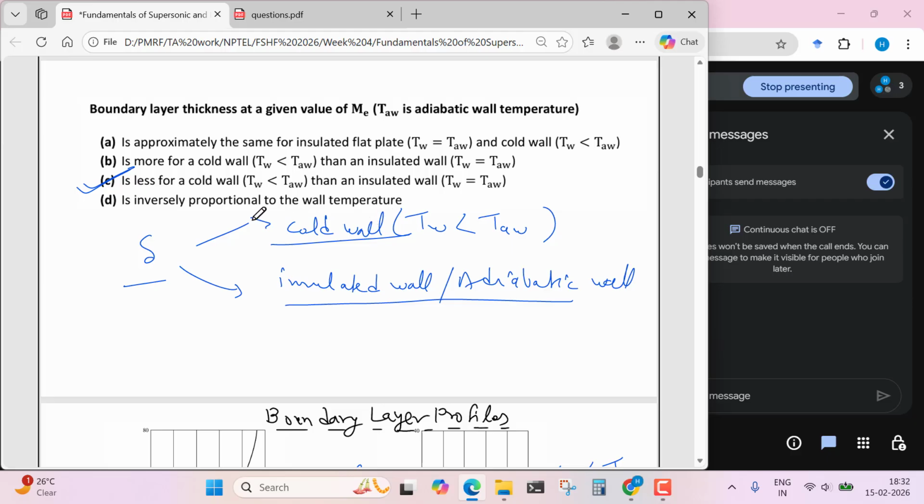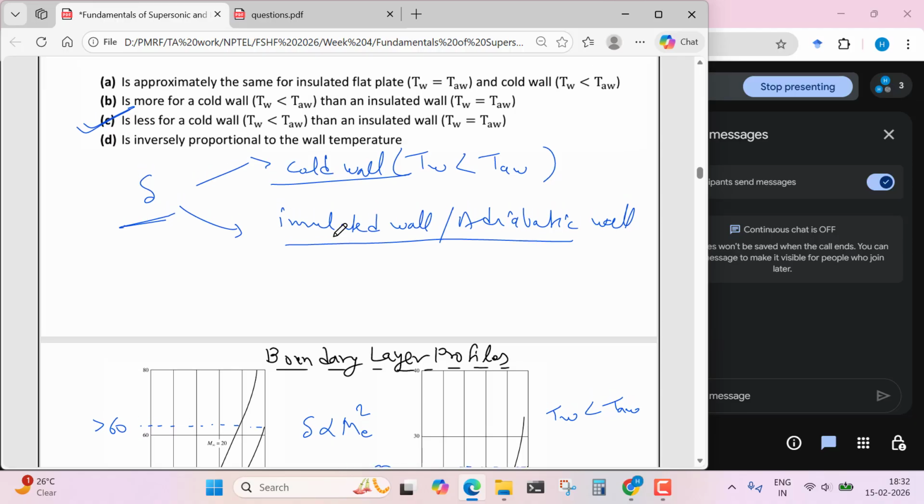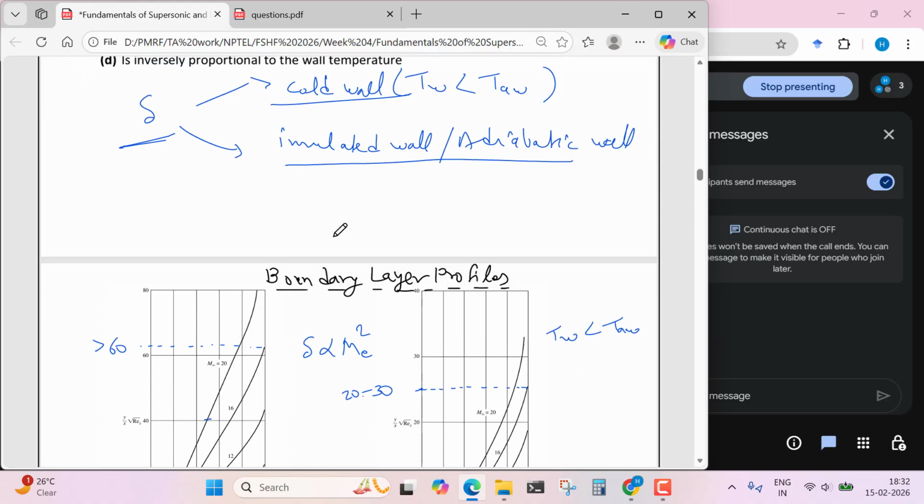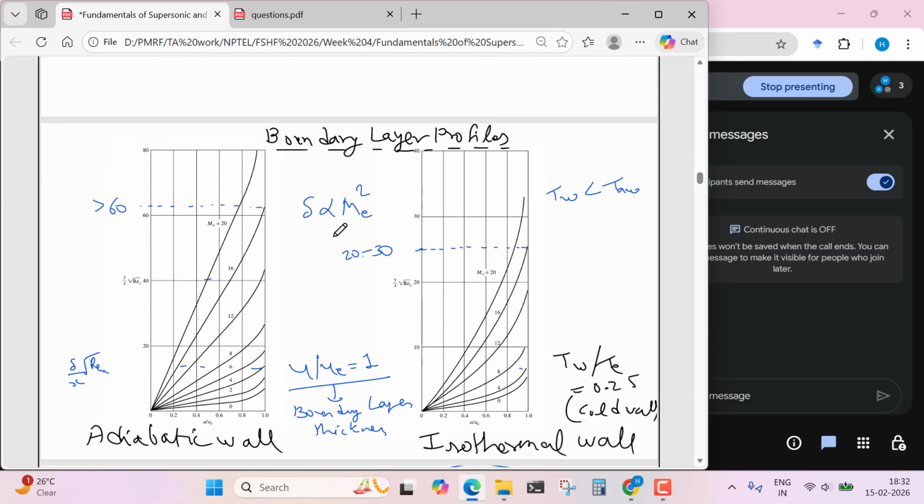So here we have to do a comparison between boundary layer thickness for the cold wall and the insulated wall, or adiabatic wall. The temperature of the cold wall is less than T_aw. So what will be the answer for this? We will see that. First we will study what happens to the boundary layer profile for the adiabatic wall and the isothermal wall.